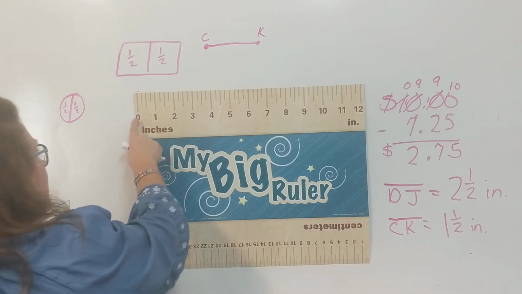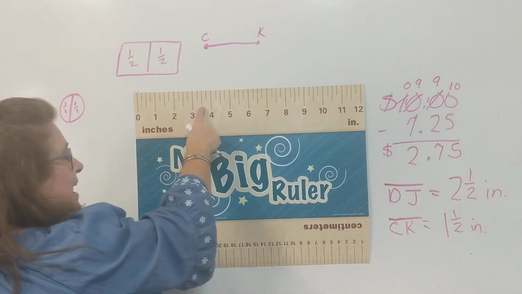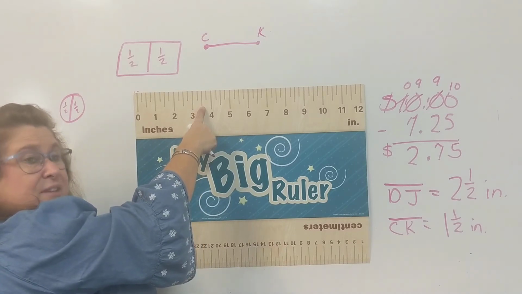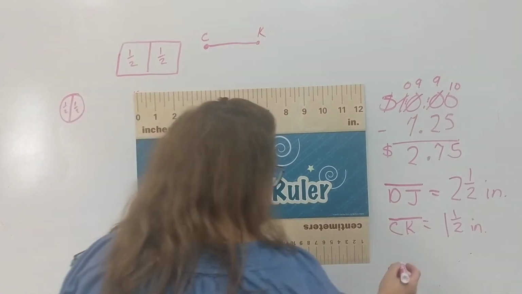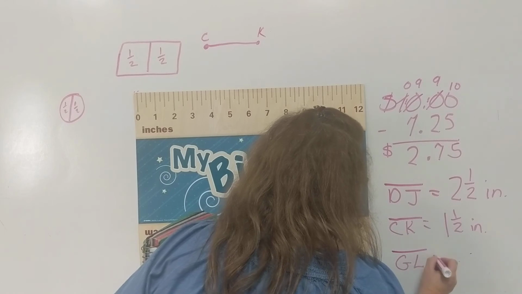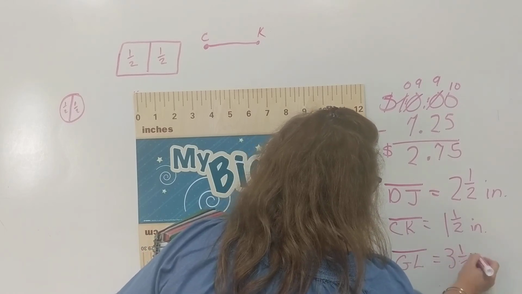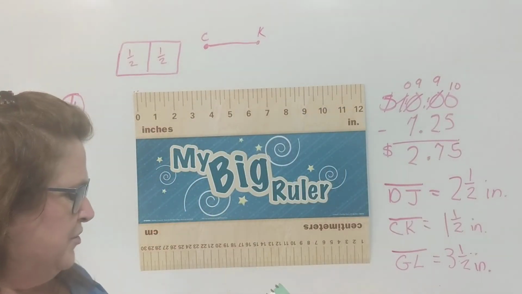And that line should come all the way to 3.5 inches. Are you getting that on your ruler? 3.5 inches? Well, if you are, that is great. And that line is GL. So beside line GL, you're going to write 3.5 inches. All right, so that is how you're going to do that.